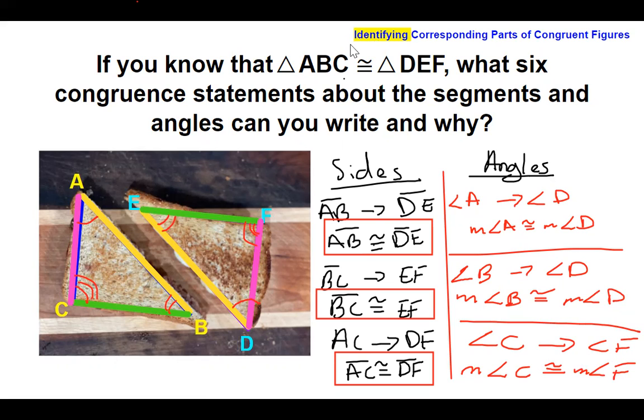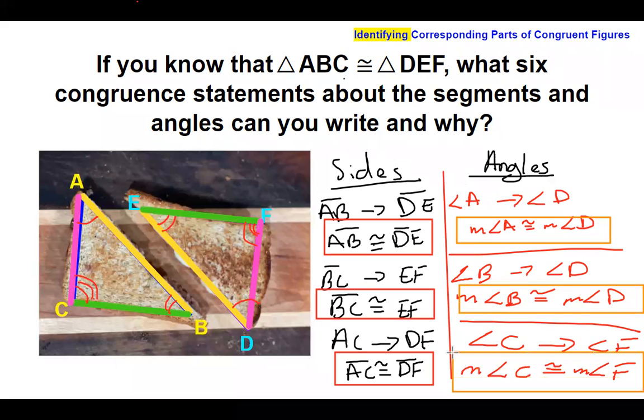So we were able to identify all of our parts that are corresponding to each other. And we were able to identify the parts that are congruent to each other by the statement of congruency that we have up here. So we're stating if this is true, then we can state all of these statements as true. Not too bad, huh? Not too bad. Ready to put this into play?